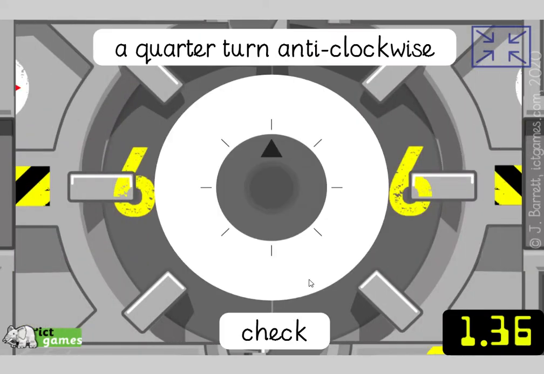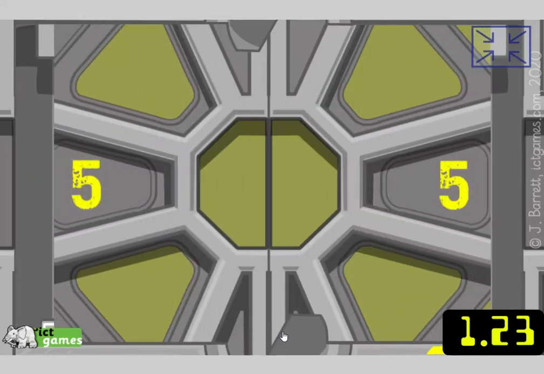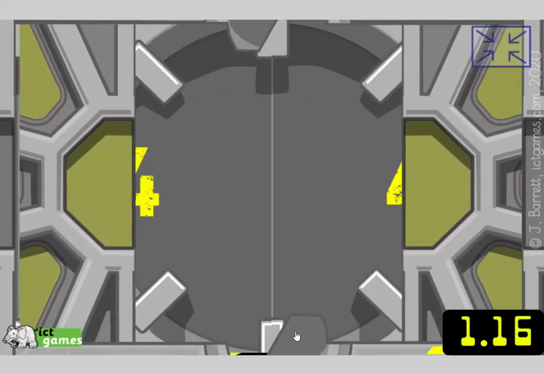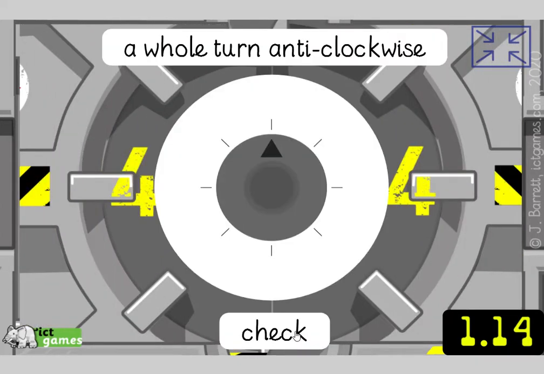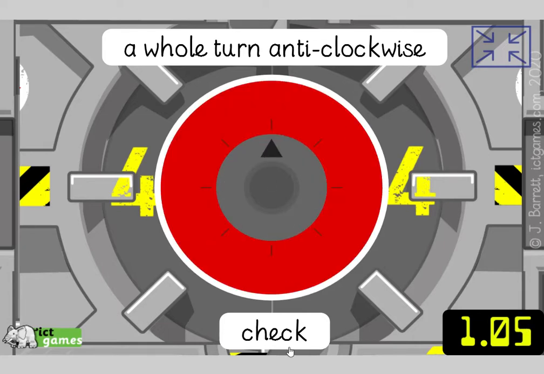A quarter turn anti-clockwise. Where's it going to be? Point with your finger. Where's it going to be? A quarter turn anti-clockwise. Yeah, it's going to be going this way. No, that's a quarter turn, a quarter of the turn round. A quarter turn anti-clockwise again. That's an easy one, I've done that now. A whole turn anti-clockwise, all the way around.